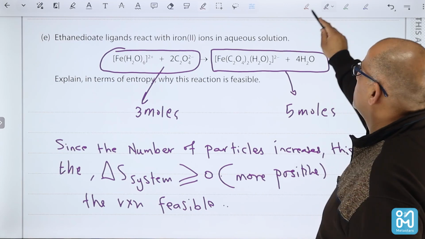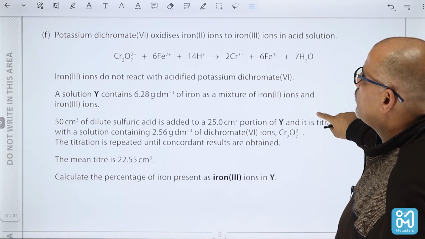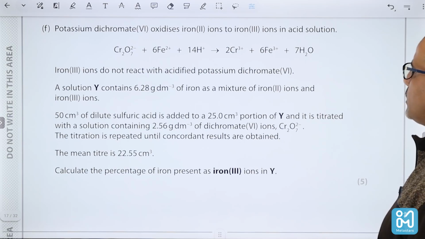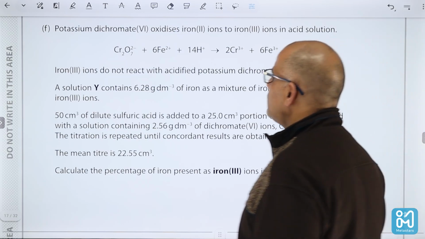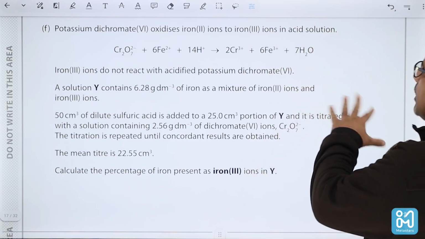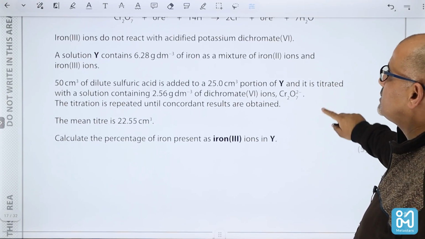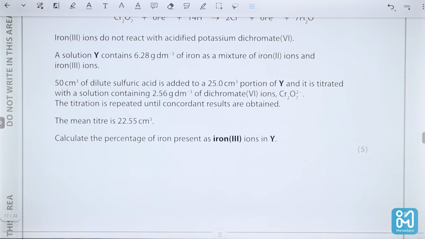Okay. Now, for this part, potassium dichromate oxidizes the iron 2 ion to iron 3 ion in the acidic solution: Cr2O7 2- plus 6Fe 2+ plus 14H+ gives 2Cr 3+ and 6Fe 3+. The iron 3 ion does not react with acidified potassium dichromate. Solution Y contains 6.02 grams of iron as a mixture of iron 2 ion and iron 3 ions.